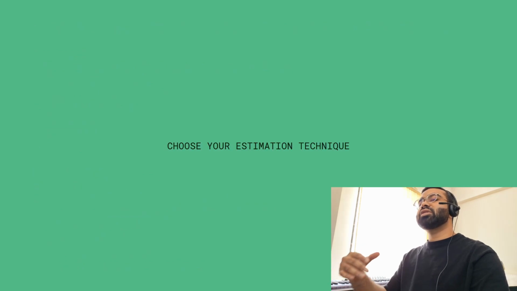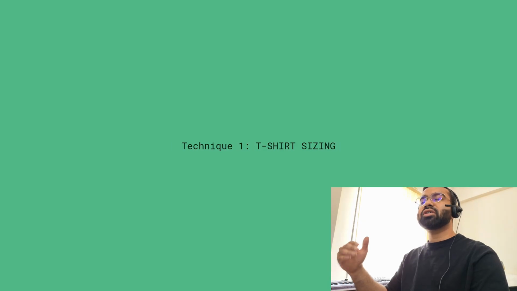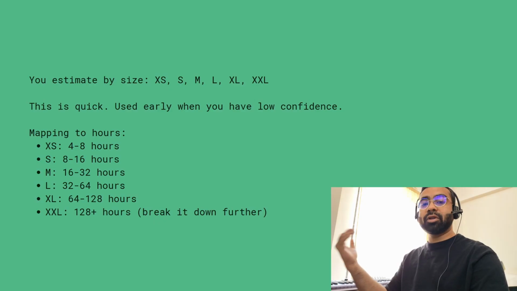Layer 2 is choose your estimation technique. Now you have small pieces. How do you estimate each? There are three techniques. Technique 1 is t-shirt sizing. You estimate by size: XS, S, medium, large, extra large, double XL.